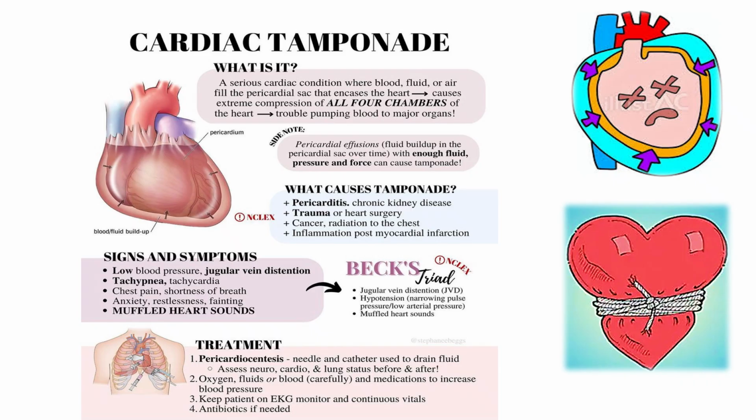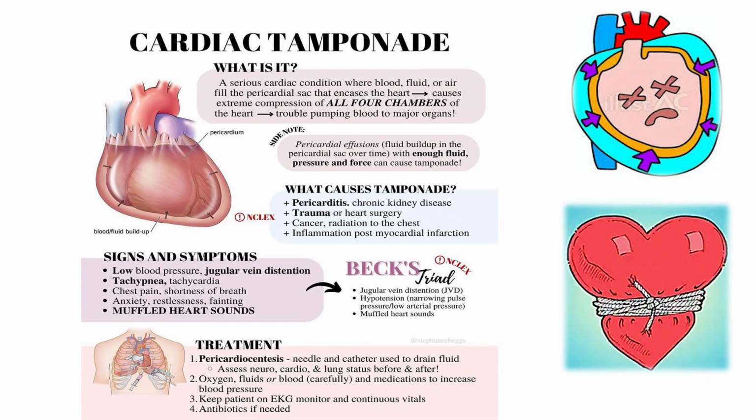So let's look at your signs and symptoms. Obviously, you're going to have a decrease in venous return, right? Because you have that obstruction. So you're going to have low blood pressure. And remember, you're going to have that venous congestion from the backflow of blood because of the obstruction. So you're going to have JVD. You may be tachypneic, tachycardic, your normal signs of shock, because this is a type of shock. And now, you also have Beck's triad.